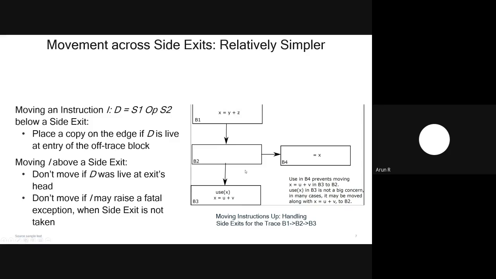For instance, let's assume that we want to move an instruction below a side exit. For instance, we want to move this instruction x equal to y plus z below the side exit b2. Assume that b1, b2, b3 is the trace, and b2 is a side exit here because we are branching to an off trace successor b4. So is it okay if we simply move that instruction x equal to y plus z into b3? Is it correct to do that?